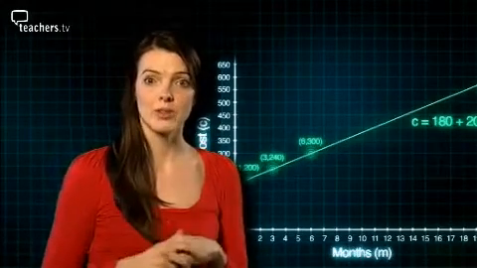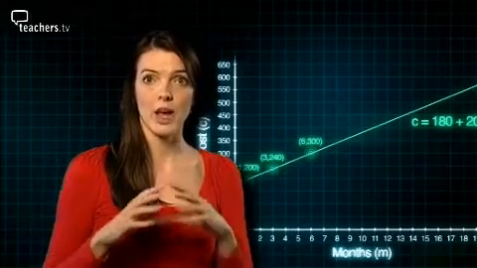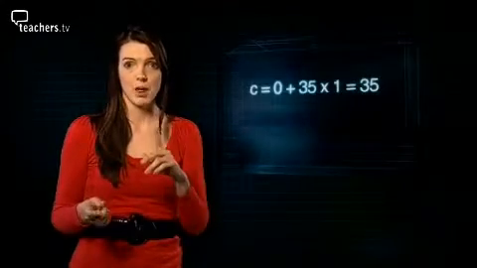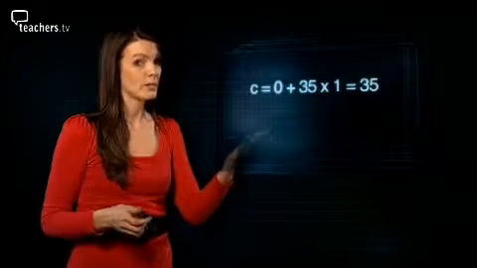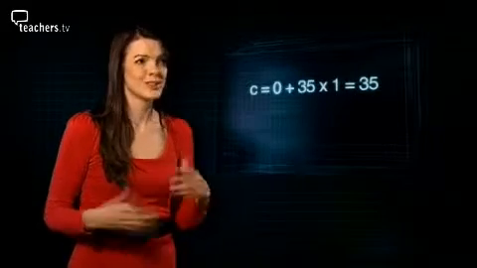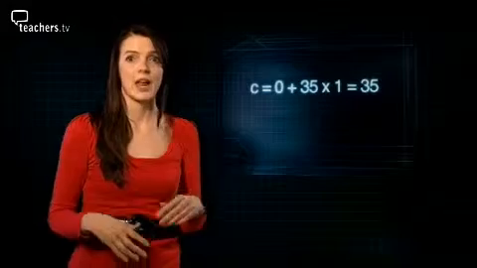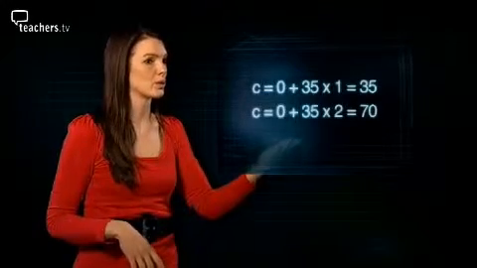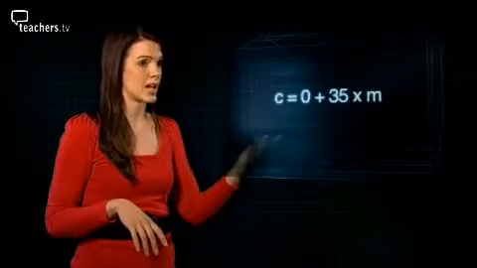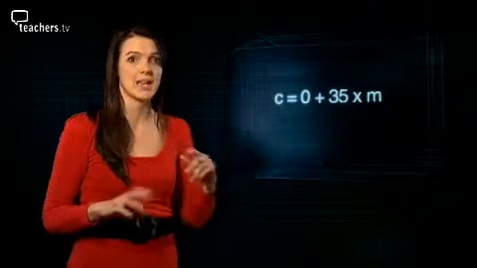But we need to come up with a formula first. So for the contract phone, that was actually free, but it costs £35 a month, every month, for your calls and texts. So for 1 month, that would be C, cost, equals 0 plus 35 times 1, which of course you know is 35. Then after month 2, it would be C equals 0 plus 35 times 2, 70. But what we can do now is do it for m months, so that's any number of months. And then the cost, C, would equal 0 plus 35 times m.